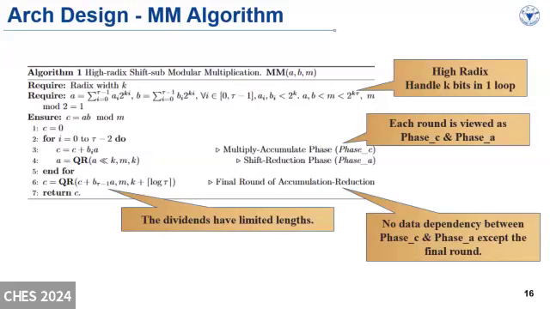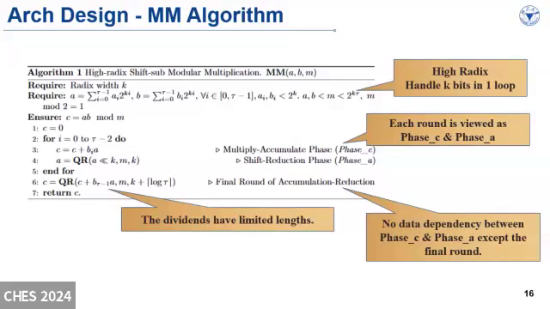Our high-radix shift-sub algorithm deals with k bits in a single iteration, and each round consists of a multiply-accumulate phase, which we call phase C, and a shift-reduce phase, which we call phase A. Note that there is no data dependency between phase C and phase A, except in the final round.